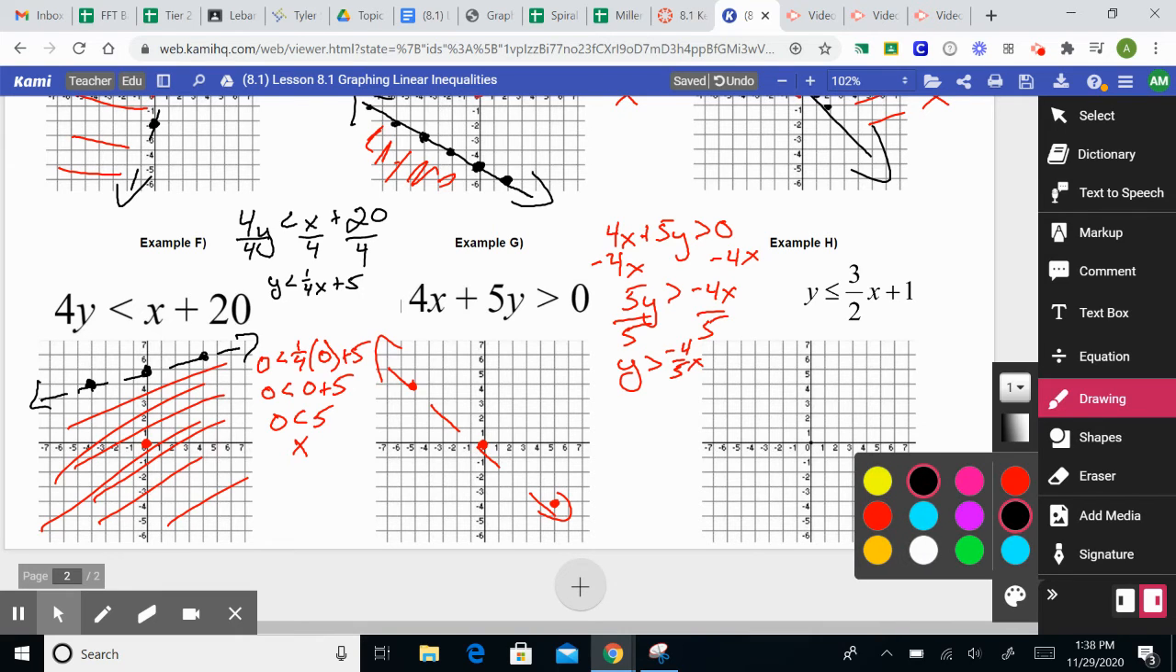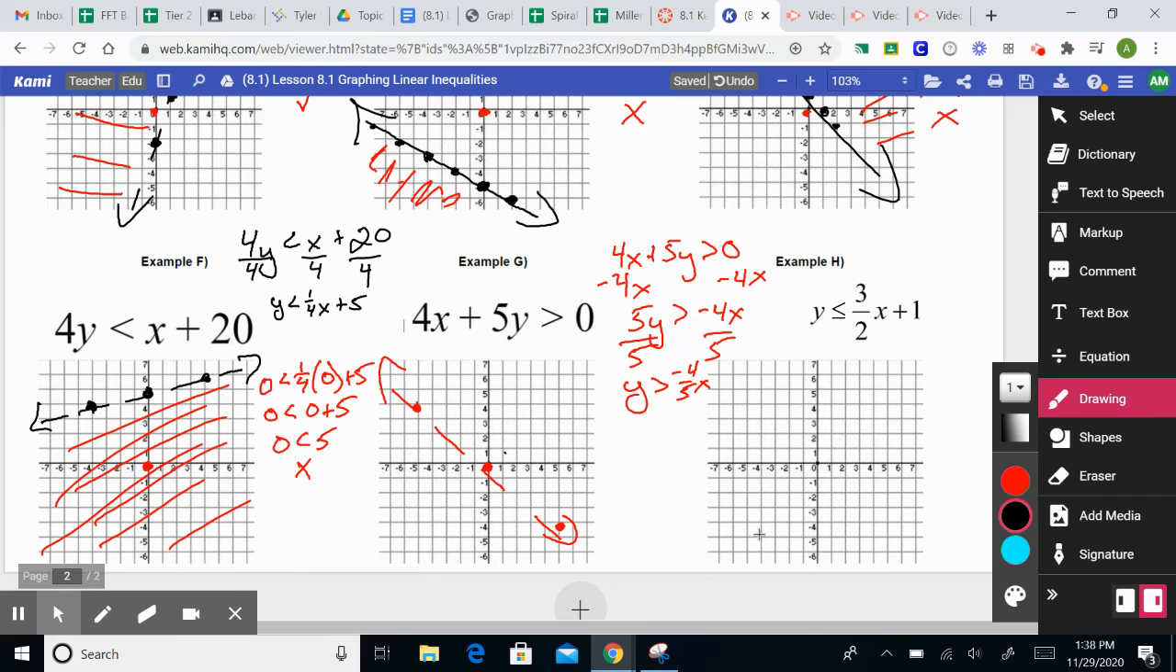Now I have to test a value to see where I'm going to shade. If you'll notice, this time 0, 0 is part of my line, so I cannot use 0, 0 as a test value. My favorite value to use besides 0, 0 would be 1, 1. Now, you can really legitimately use any value you want on this graph, but 0, 0 and 1, 1 are probably the two easiest. So let's test 1, 1. So I have 1 is greater than negative 4/5 times 1. 1 is greater than negative 4/5. Is this true or false? This is true, so I'm going to shade over here with my test value.